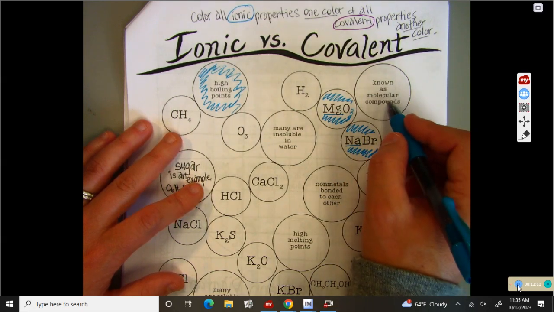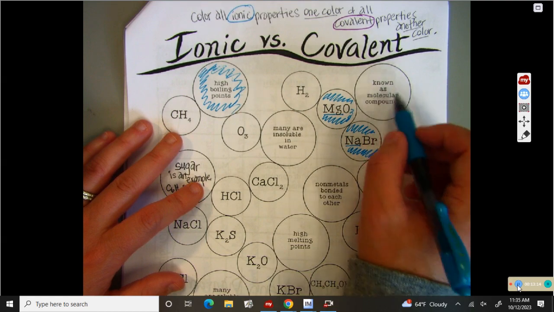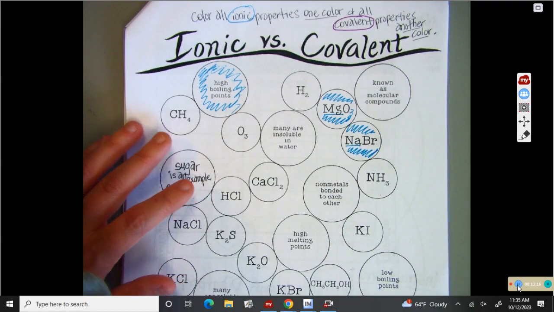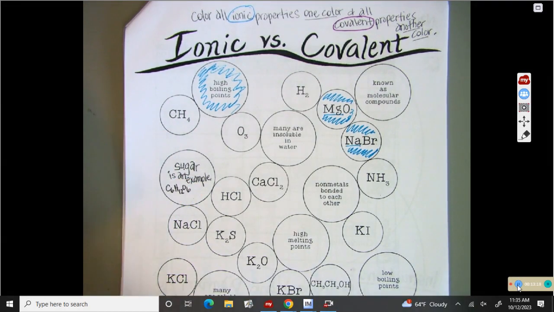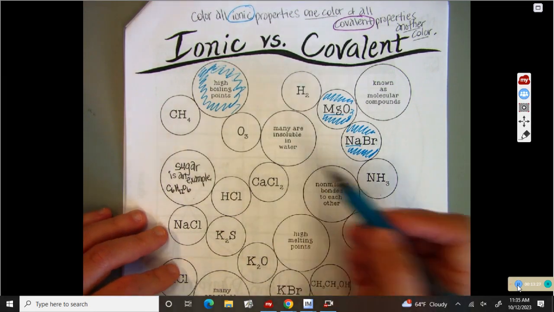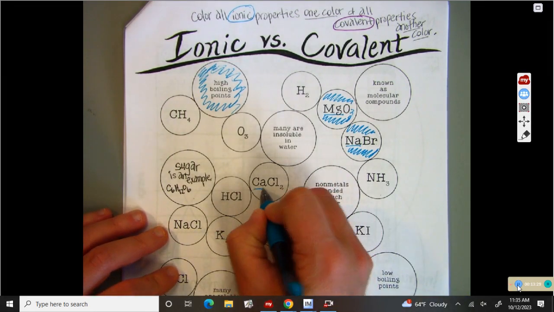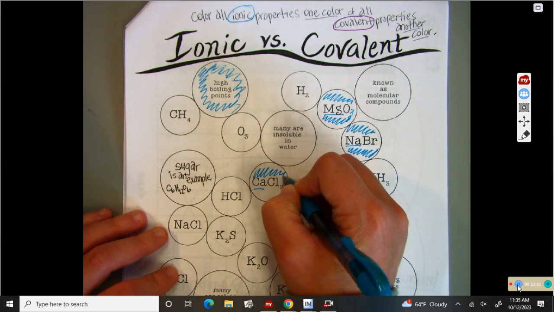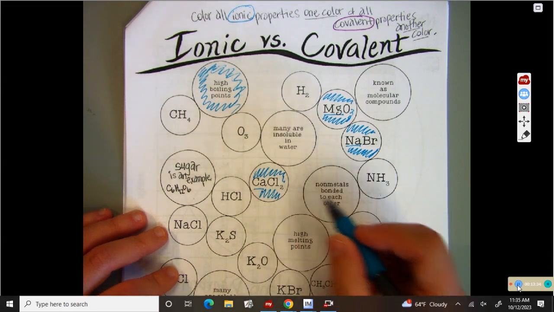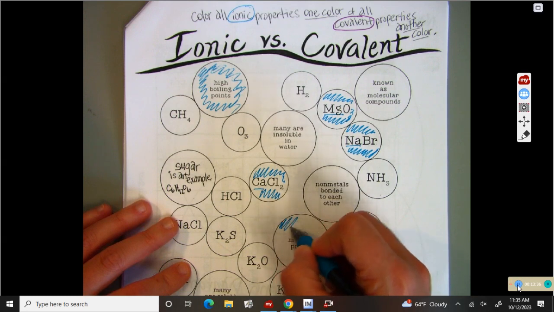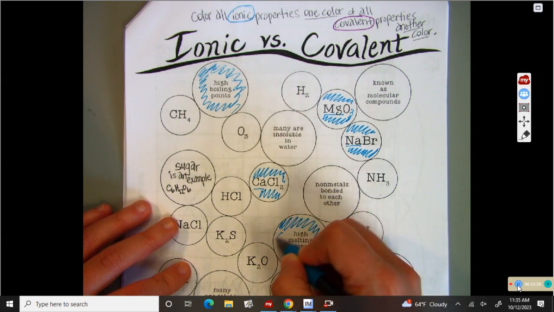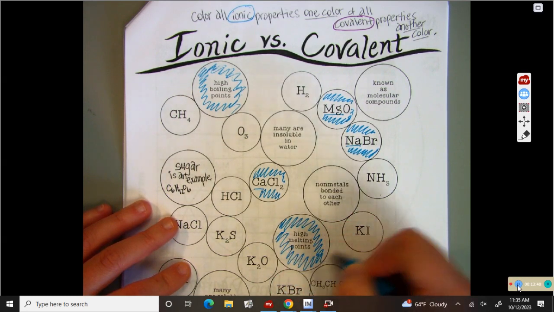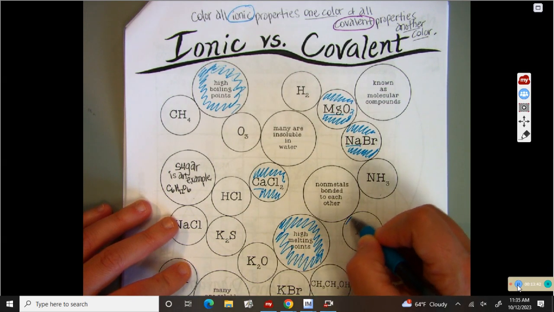Known as molecular compounds, that is going to be mostly our nonmetals or our covalent compounds. If I'm looking for metals and I look at many are insoluble, that's covalent. Here's a metal right here, so that's ionic. High melting and boiling points are going to be ionic. Potassium is a metal, so that's also ionic.